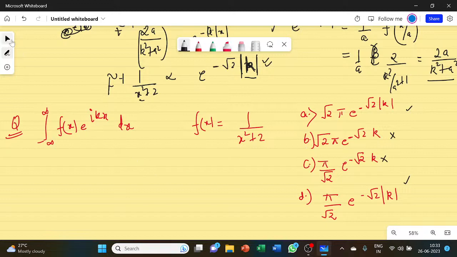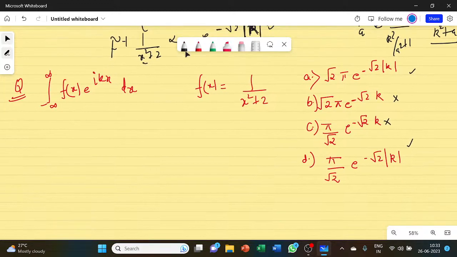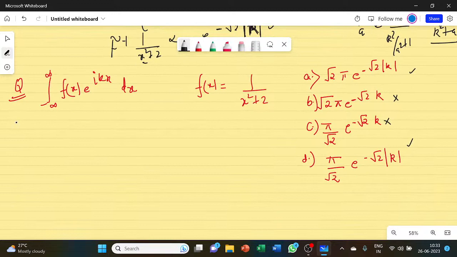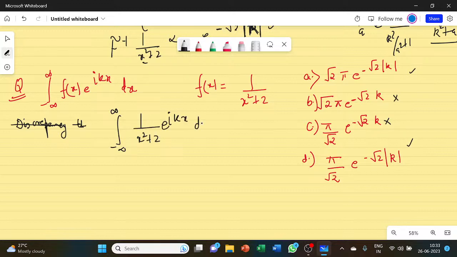And this is what students did. And now let me show you what was the problem. I would not say discrepancy, but what was the error that students did. So for example, when they started evaluating, they had 1 upon x square plus 2, and then they wrote e to the power iota kx dx.